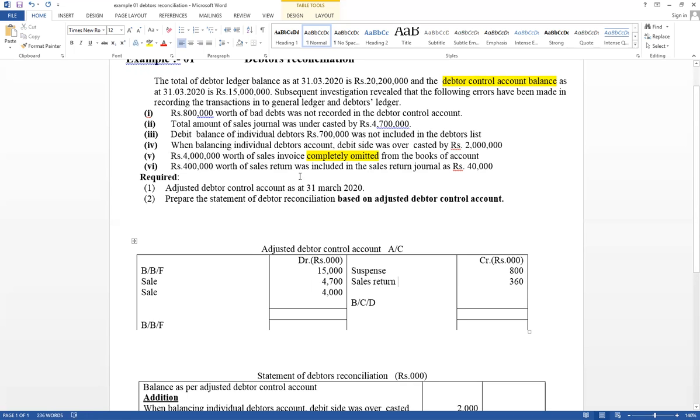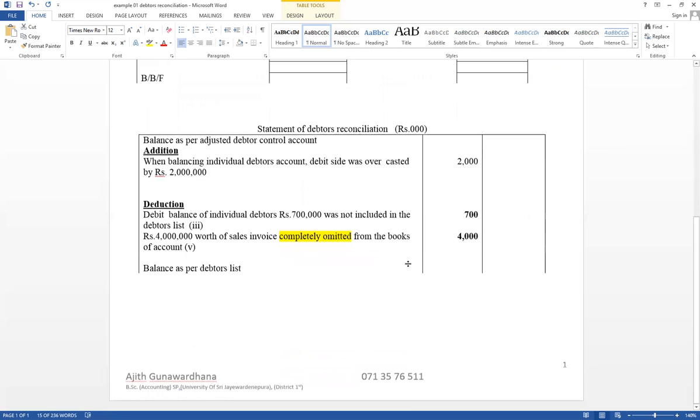And think about the individual debtors account balance also. 400,000 worth of sales return was included in the sales return journal as 40. Therefore, the individual debtors account also recorded the sales return as only 40. Therefore, the sales return was recorded at an understated value. As a result, the individual debtors balance increased by 360. Therefore, the list balance increases, and the closing balance increases. Therefore, that value should be added.